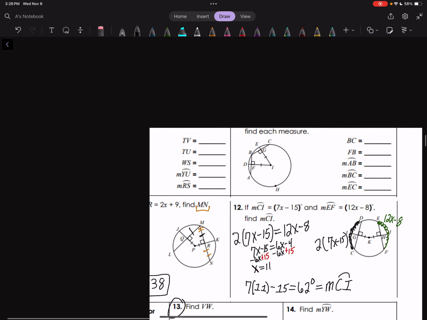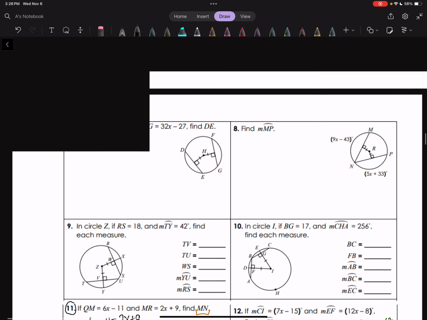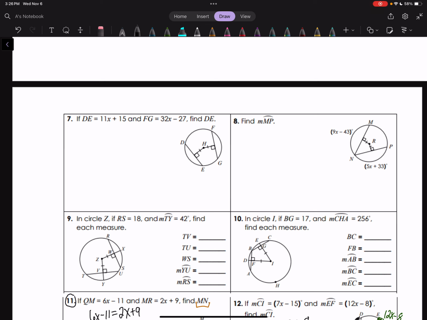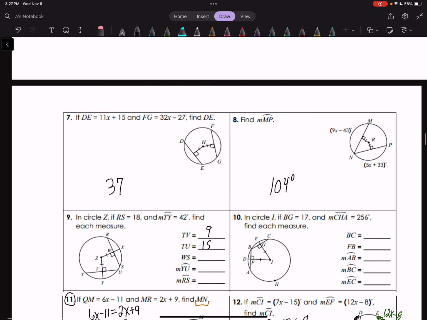All right. I do want you to pause it again. Try numbers 7 through 10. I'm going to give you the answer so that you can check your work. You're going to get 37. You're going to get 104 degrees. You're going to get 9, 18, 9, 42, 84. And then 34, 17, 52, 52, 26.